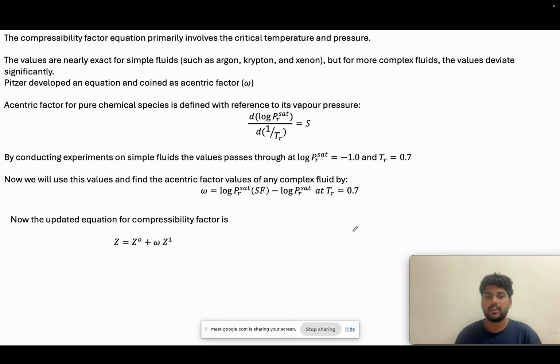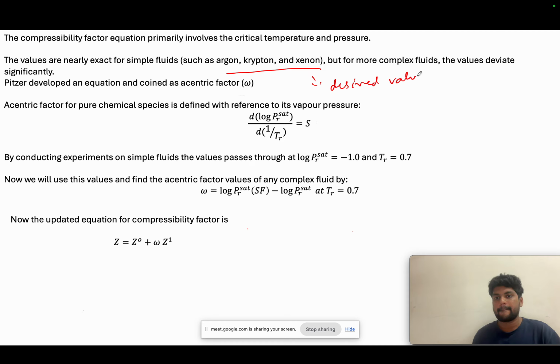So basically, as I said before, the compressibility factor was designed to get the equation for all the systems. But when they did the calculation, they found that simple fluids such as the noble gases gave the desired values, but not the complex fluids. So to get more details about the complex fluids, Pitzer developed some thermodynamics. He started doing the experiments.